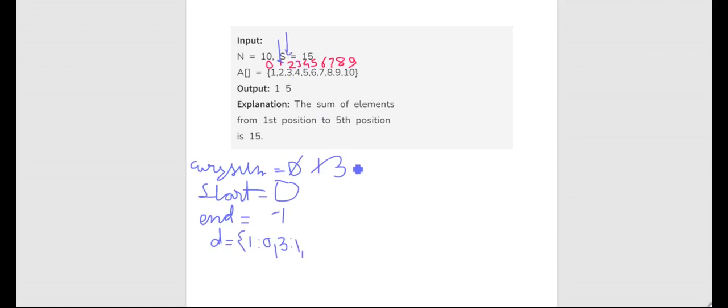3 plus 3 is 6. 6 is also not in the dictionary. So we will add this. 6 plus 4 is 10. 10 is not there in the dictionary. Then 10 plus 5 is 15.